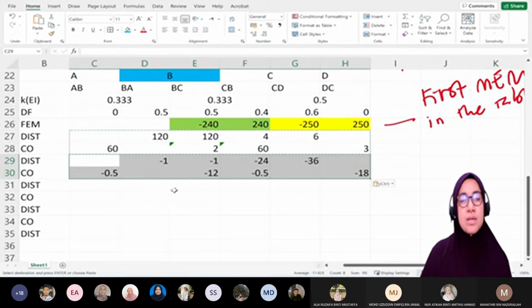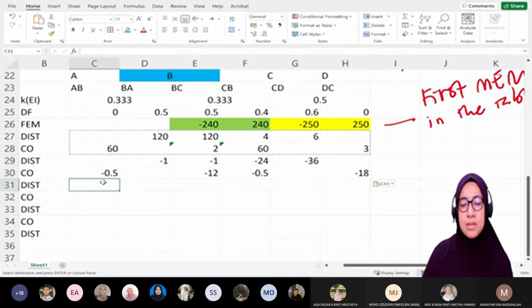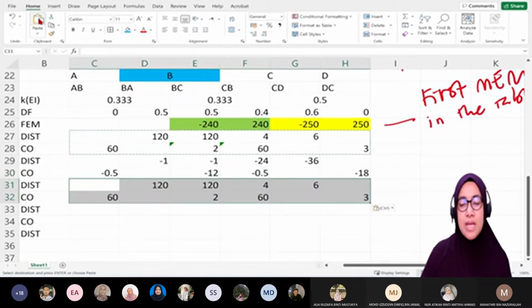Okay. So this is for the second cycle. Nanti kita double check. This is for the third cycle.